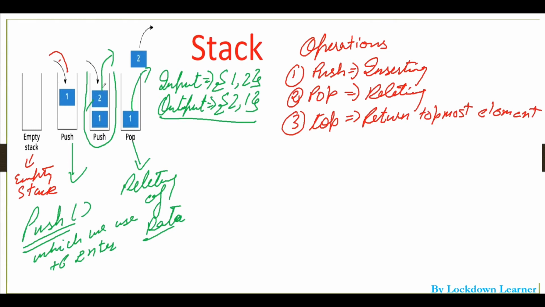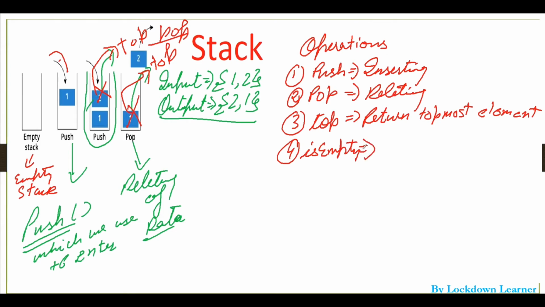When you retrieve 2, we have used the top function. After top, suppose I do pop, pop will delete 2. When I do top again, the element left is 1, so 1 will be retrieved. Then when I do pop again, 1 will also be deleted, and there is nothing after 1. For the empty case we have a function isEmpty, which checks whether the stack is empty or not. It will display an error like underflow.